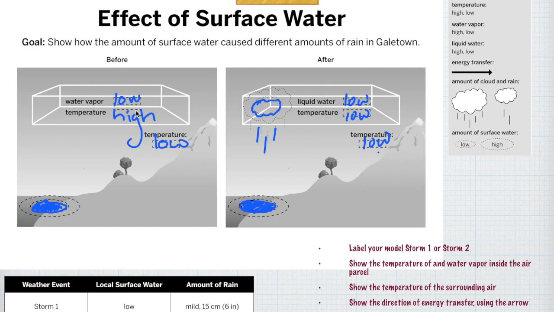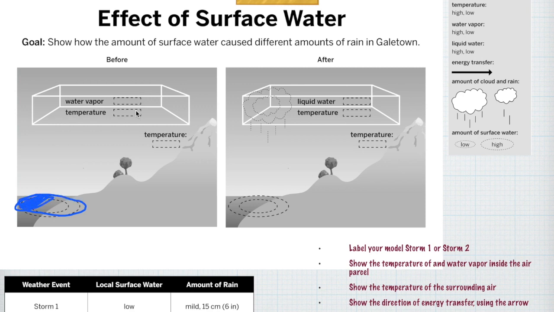So when you're done with this, I would like you to press pause and try to do storm 2 on your own. And come back after you're done and we're going to talk about it. Okay, so welcome back. So storm 2 is slightly different in that there's a high amount of surface water. So instead of circling the inner circle, I'm going to circle the outer circle. So there's definitely more surface water.